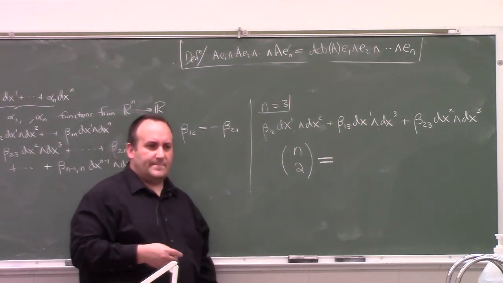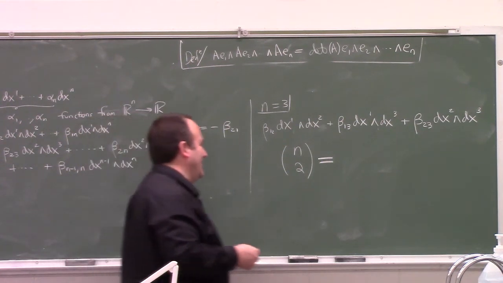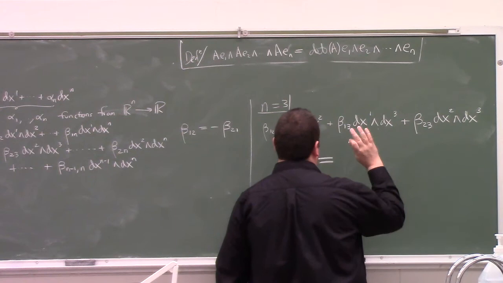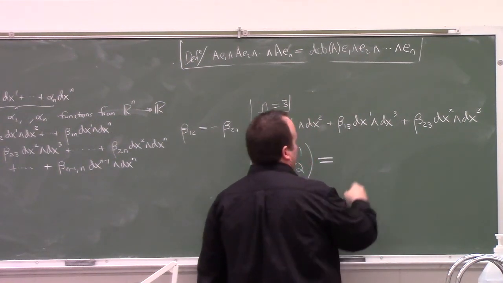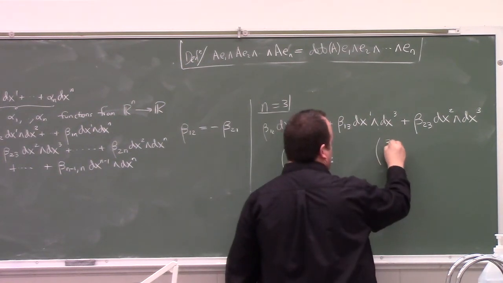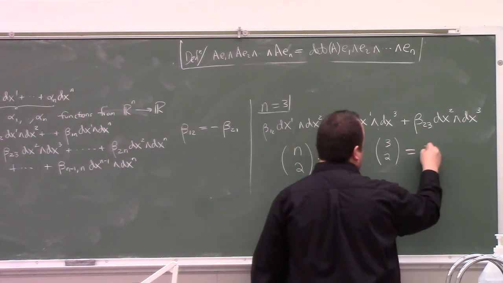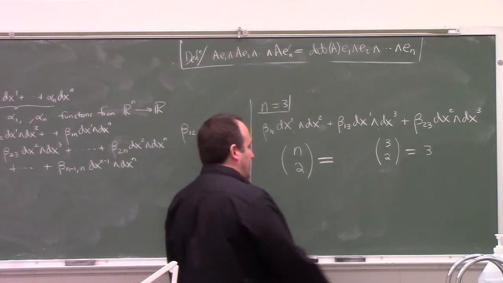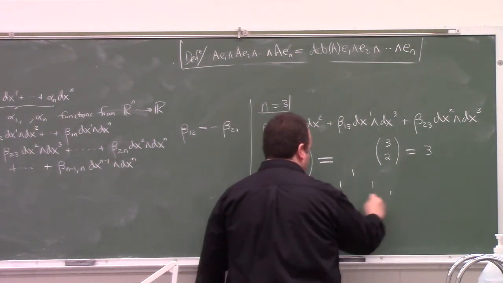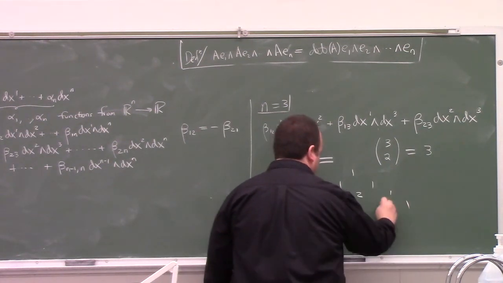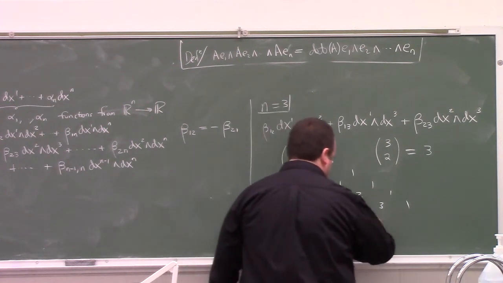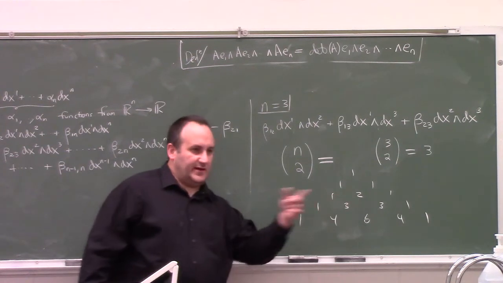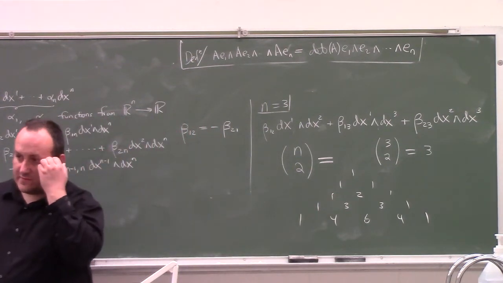I just remember it was nPr or nC2. Well, we can look it up later, but I'll mess it up if I just try to rattle it off. But the bottom line is, for example, 3 choose 2 is equal to 3. If you want, you can get these from Pascal's triangle. The numbers in Pascal's triangle are the choose numbers.